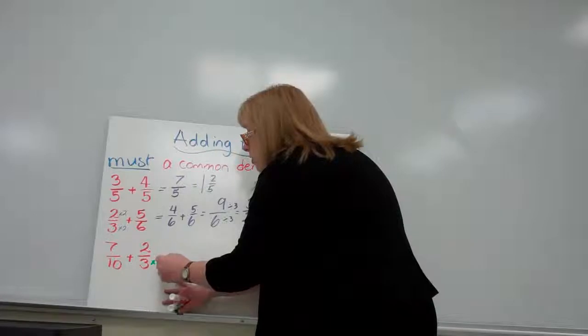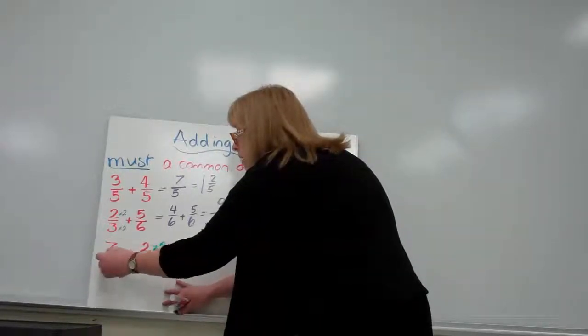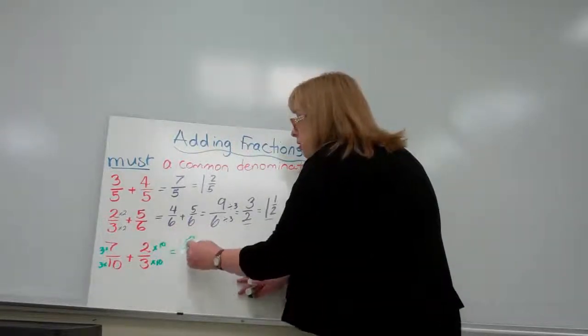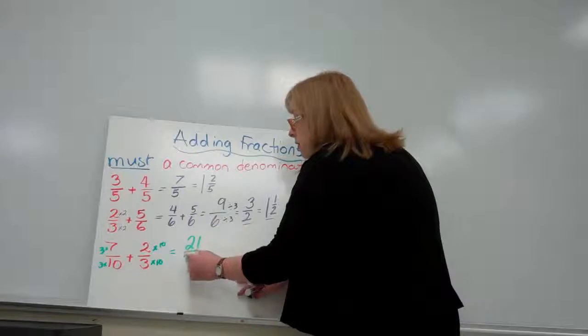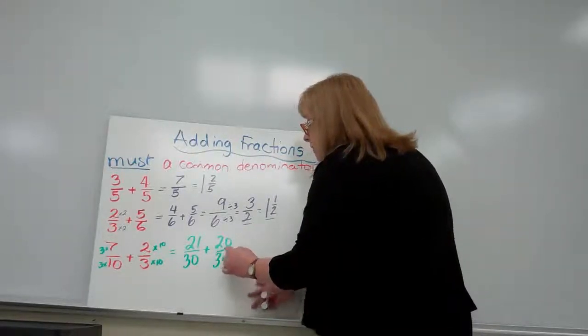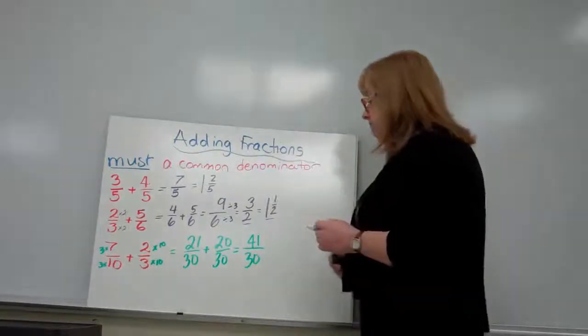So I have to multiply by 10, multiply by 10. Here I multiply by 3. And so the result will be 21 over 30 plus 20 over 30. And that results in 41 over 30.